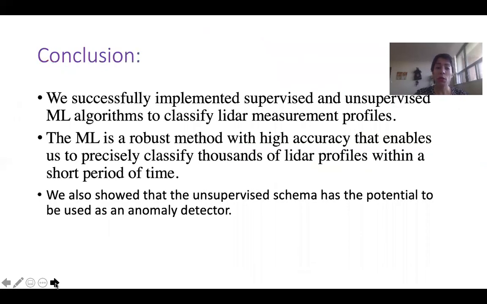If I want to give you a summary, I would say that we successfully implemented supervised and unsupervised methods to classify raw LiDAR measurements. And we realized that ML is quite a robust method and it gives us really high accuracy. When we used supervised learning, our accuracy was about 95%. And we also showed that an unsupervised scheme can potentially be a very good method to use for anomaly detection. That's it.